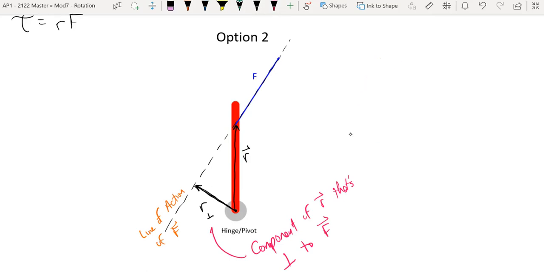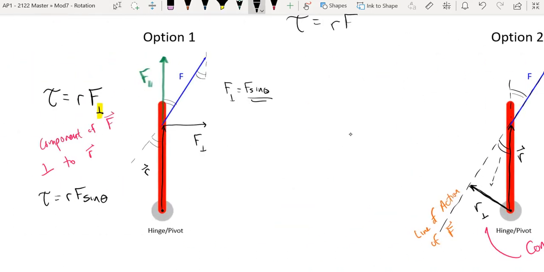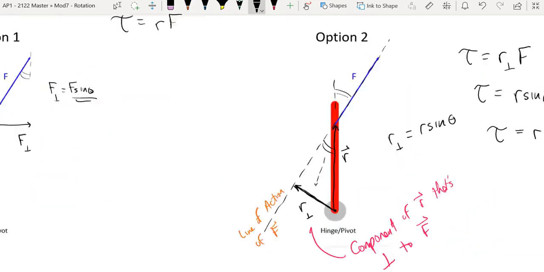Let's take that same angle we defined before. In this case, R perp is R sine theta, opposite the angle. So if our option here is R perp times F, we get that the torque is R sine theta times F, which you can write as RF sine theta, just like we did here.